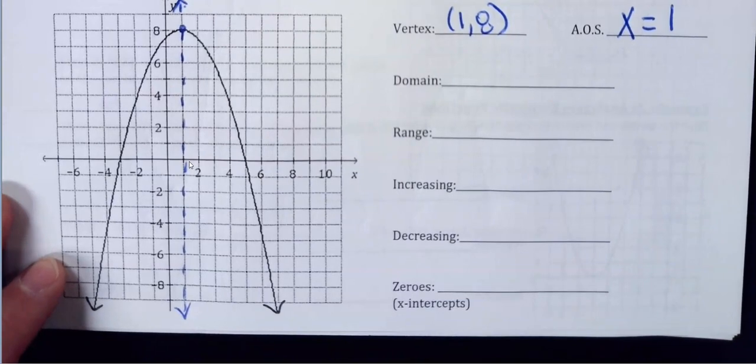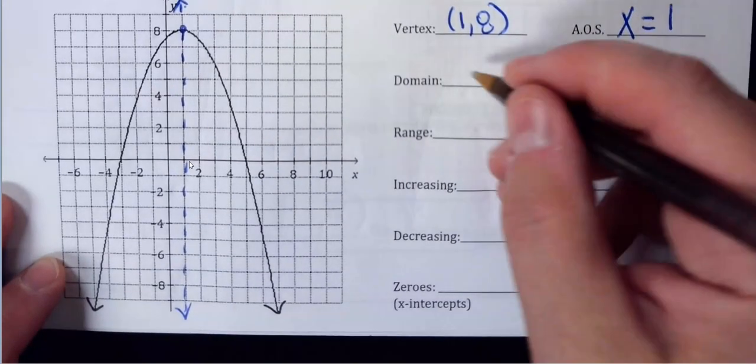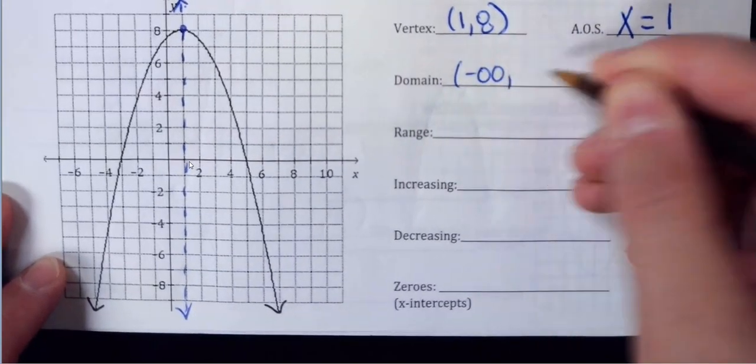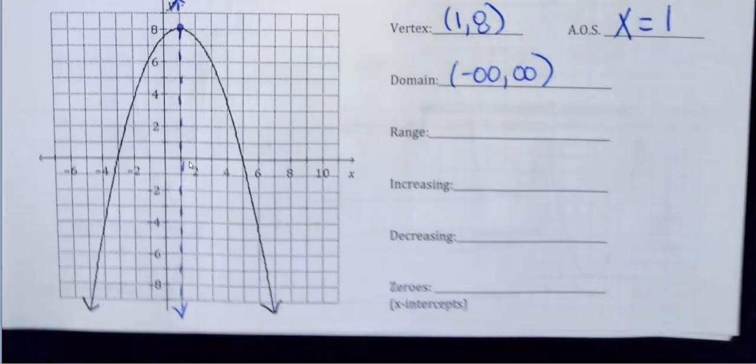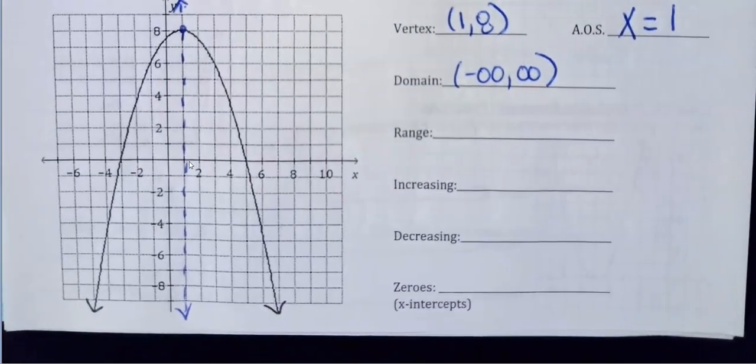All right, now, domain for any parabola, right? Doesn't matter whether it turns up or turns down. It's always going to cover the whole x-axis, negative infinity to infinity. What would you guys write down for the range for this graph?